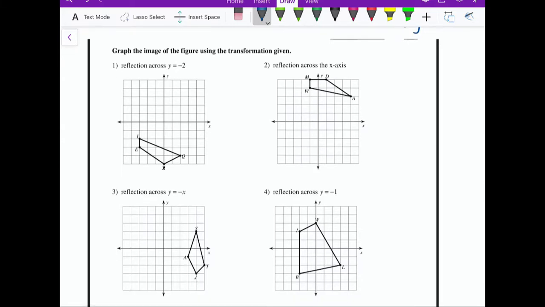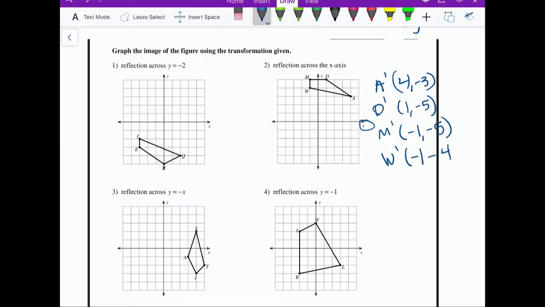So let's just start with number 2. It says reflection across the X axis. Okay, so this is the X axis here. That means that my Y value is going to be opposite. My X value is going to stay the same. So my A prime is going to be 4, -3. It's as simple as that. My D prime is going to be 1, -5. My M prime is going to be -1, -5. And my W prime is going to be -1, -4.